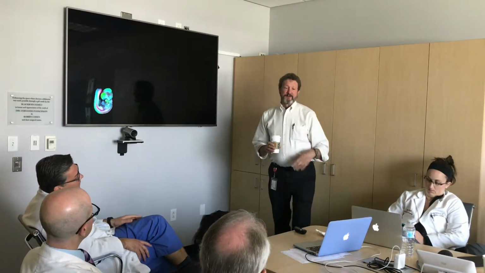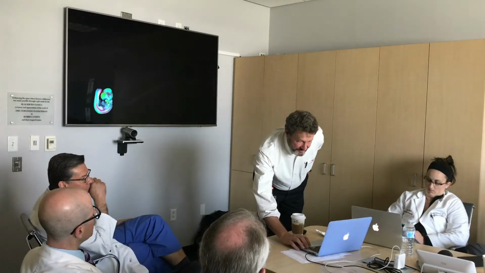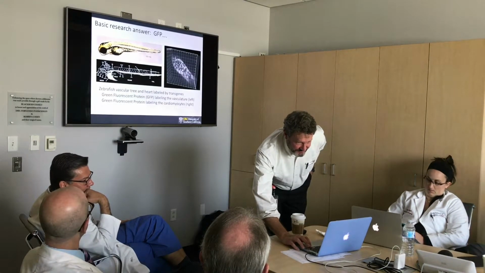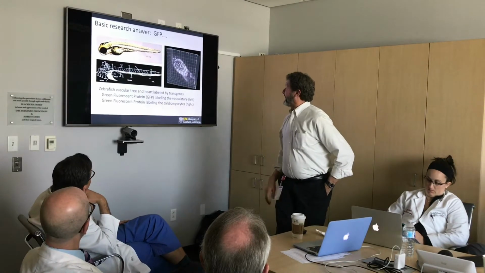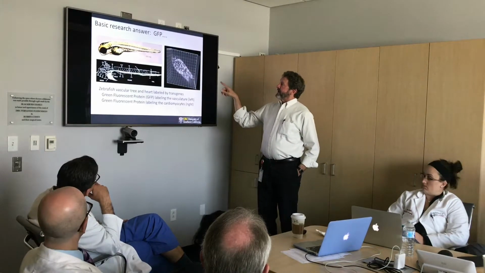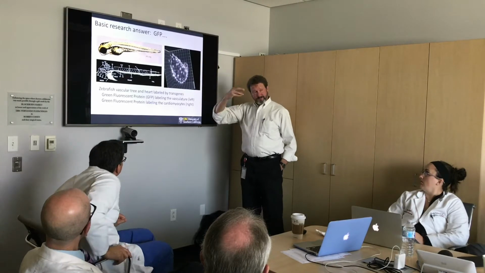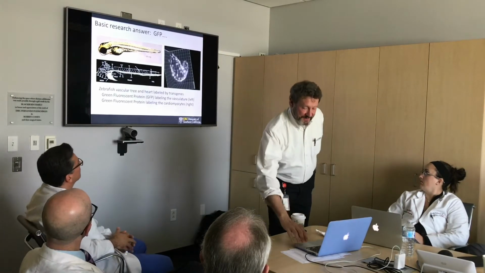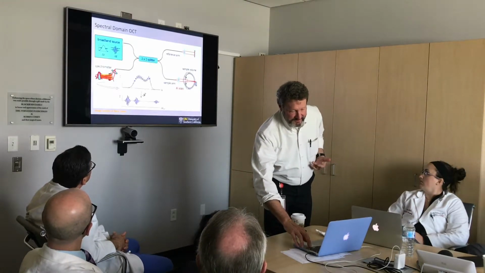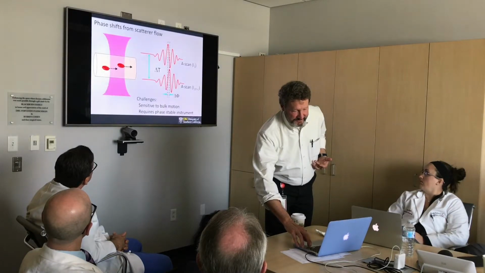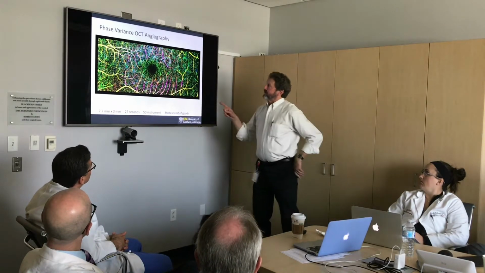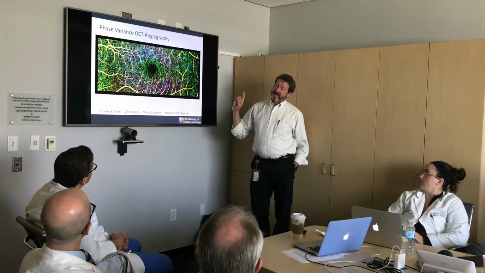So one of the things that we've been doing is this technique. So there's a beating heart. This is an embryonic heart developing. We've been building a lot of tools to try to image the heart as it patterns and develops, but the main thing is to use phase variance OCT. So instead of using intensity-based OCT, this looks at the phase of the signal. That's a retina.